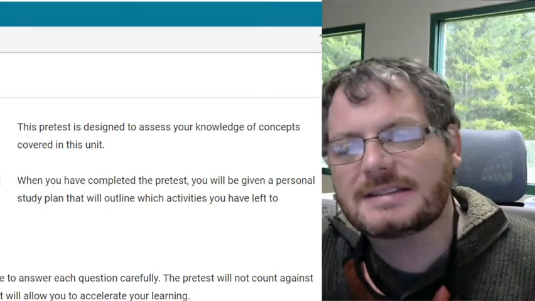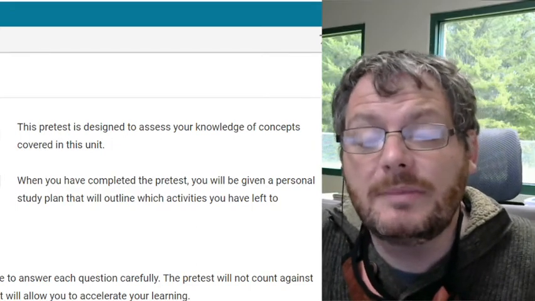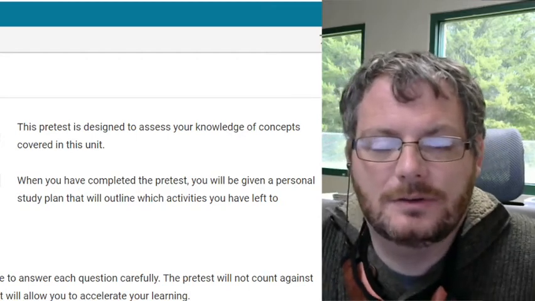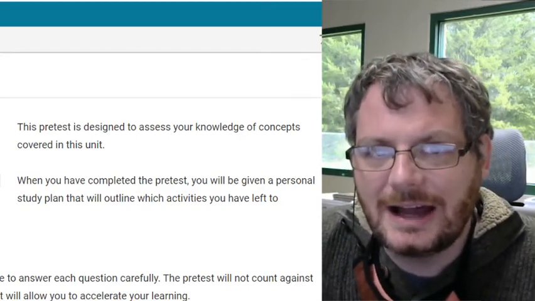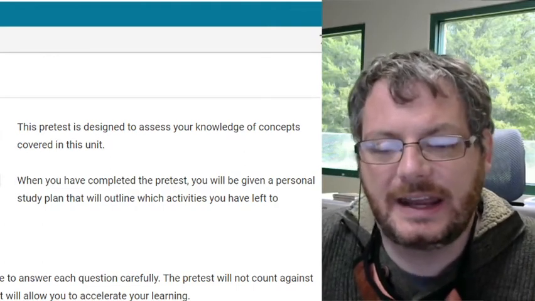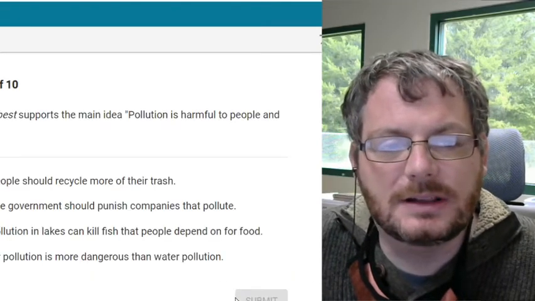So even if you get just like 50 or 60% or even 40%, depending on what you miss, you may still be able to test out of some requirements for a given unit. Each unit, or almost every unit, should have a pretest for you. If you have any problems, you don't see the pretest, that's fine. I can help you with that. Just reach out.